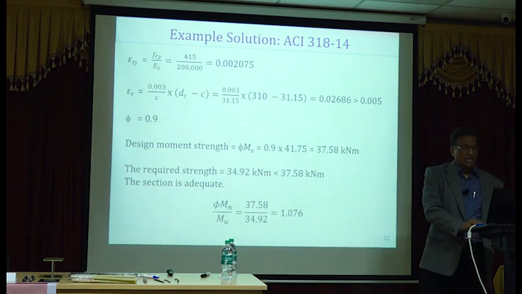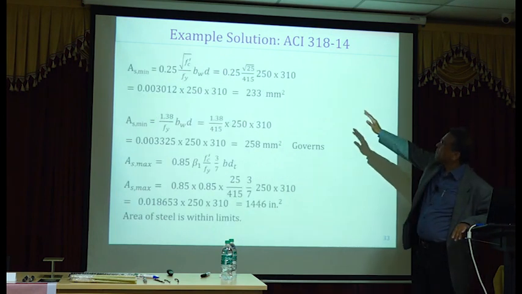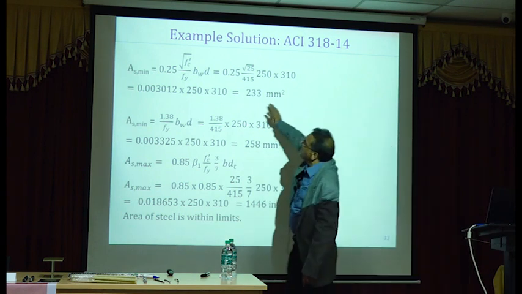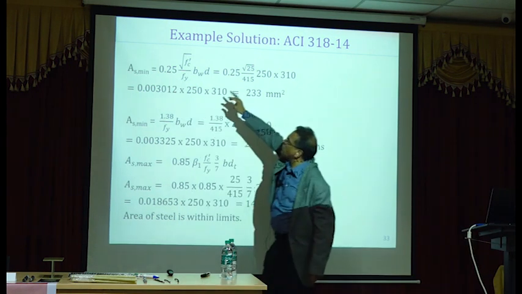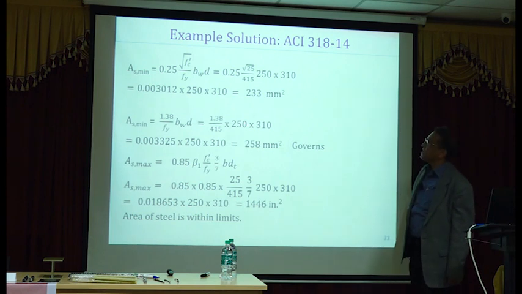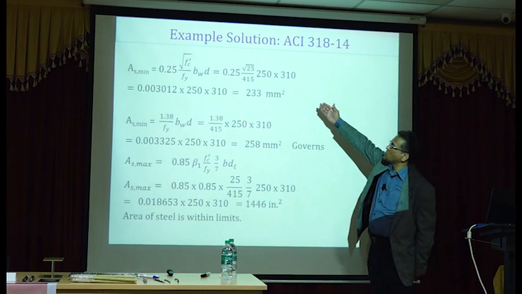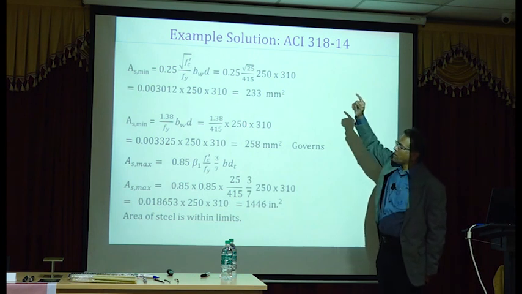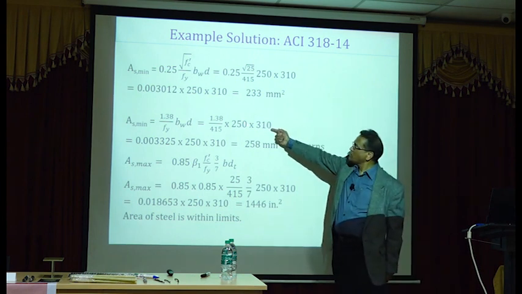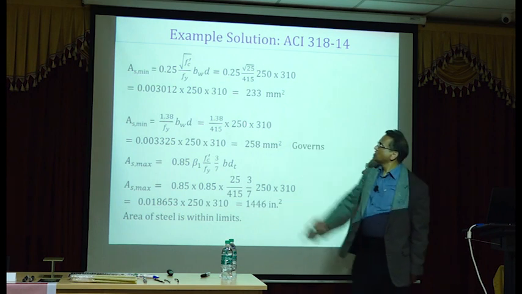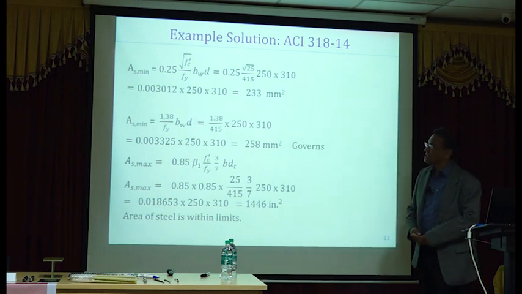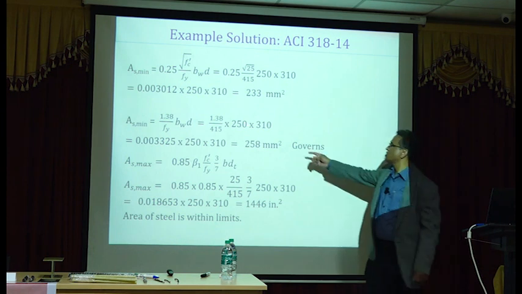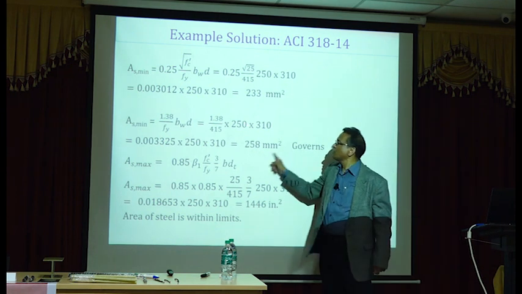All right. Now we need to use the As min equation, and this is in SI units, 0.25 square root of f'c over Fy. I converted that into SI units. So the minimum is 233 square millimeter by one equation. The other equation gives me 258 square millimeter. So which one do you pick, the smaller or larger? Larger for sure, so that's what governs, 258.